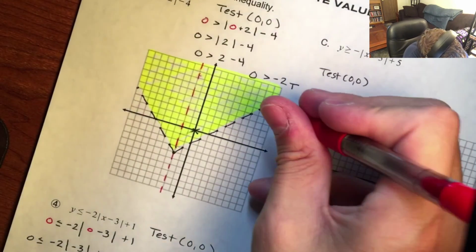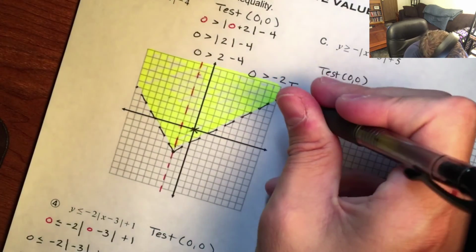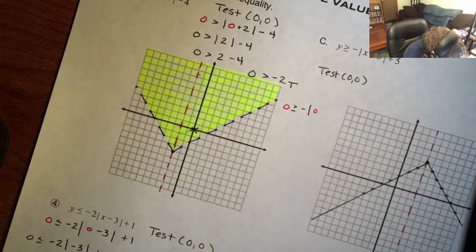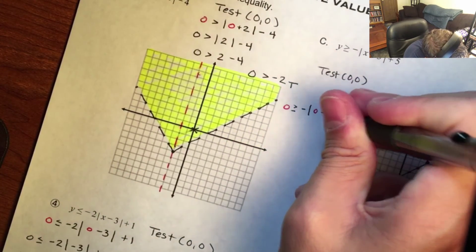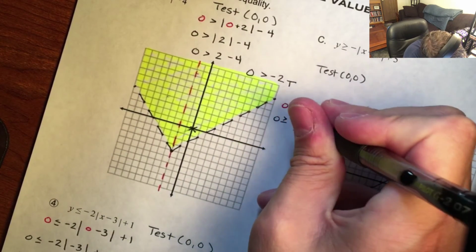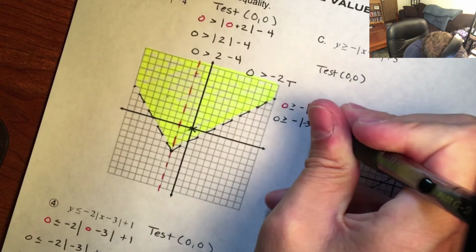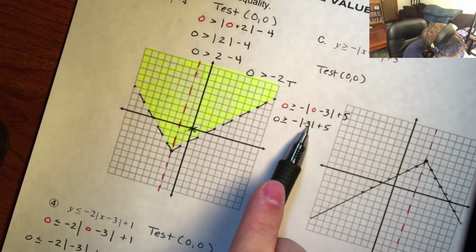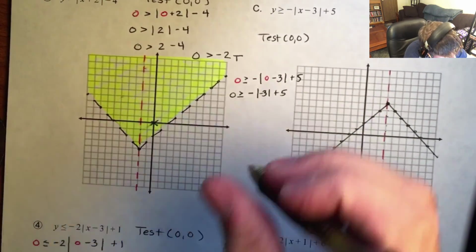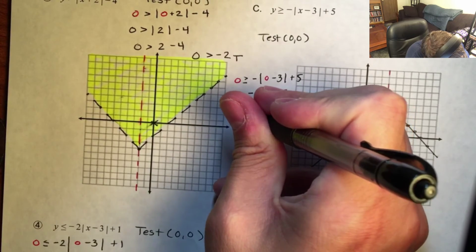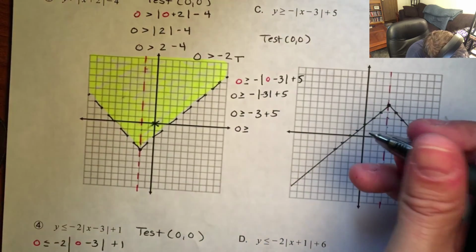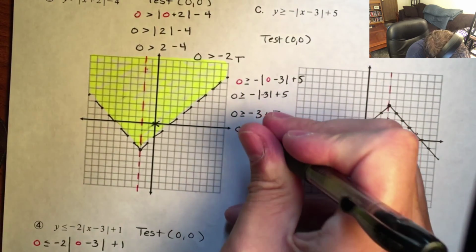Okay, so 0 is going to be greater than or equal to the opposite of the absolute value of 0 minus 3 plus 5. So 0 is greater than or equal to the opposite of the absolute value of negative 3 plus 5. Well, that again, we have to do this first. So the absolute value of negative 3 is 3. So here we have 0 is the opposite of 3 plus 5. So 0 is greater than or equal to 2, which is false.